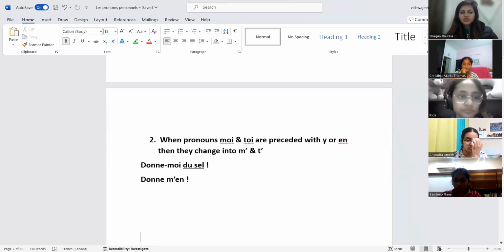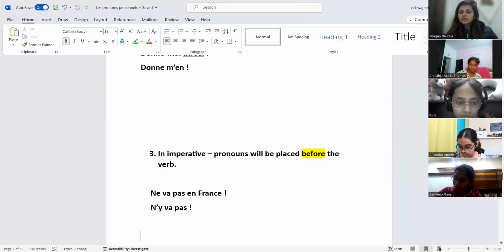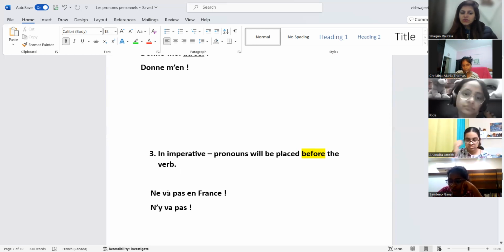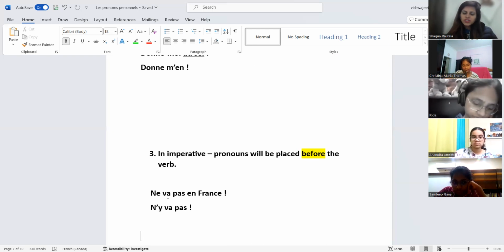Okay, then our last rule: the imperative negative now. In the positive, pronouns will be after the verb. In the negative, pronouns will be before the verb. You can see a sentence I've given you: N'y va pas en France. The pronoun is before the verb. So positive afterwards, negative before. Just remember this.